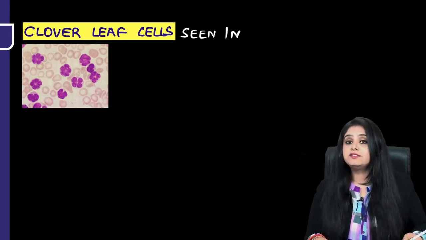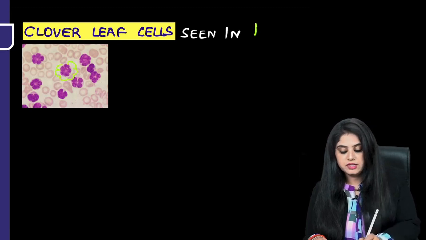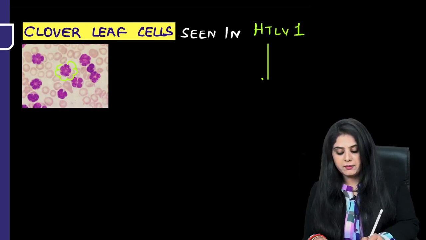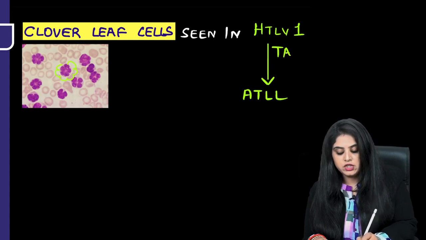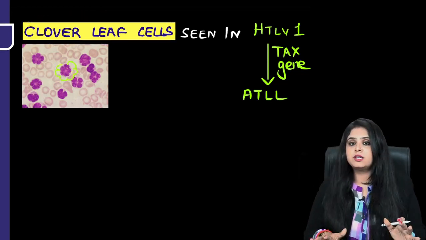We've got clover leaf cells that you can see in front of you, these beautiful leaf-like cells. And what do you see it in? You see it with which infection? HTLV1. It's a virus, right? HTLV1, I hope you all remember, causes adult T-cell leukemia lymphoma via which gene? Via the TAX gene, and it shows you the beautiful leaf-like clover leaf cells, a very famous spotter image.